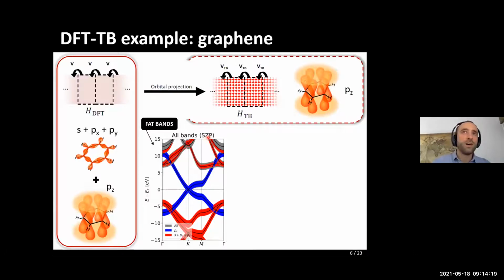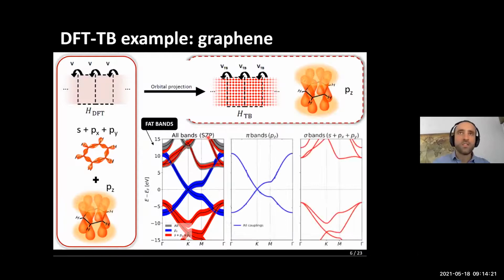When you use the command suborbital to get the smaller Hamiltonian, you can actually manage to get two separate Hamiltonians which reproduce, in one case, when you project only on PZ, the pi bands, and when you project instead on the S, Px, and Py, the sigma bands. Now that's pretty easy for graphene, indeed, as you already know how the band structure looks.